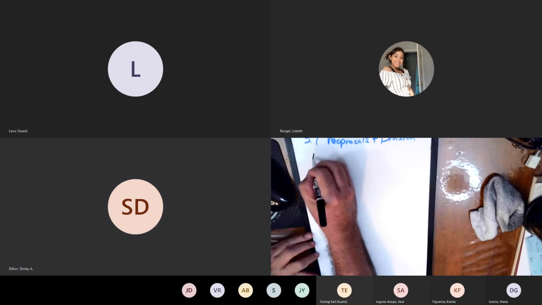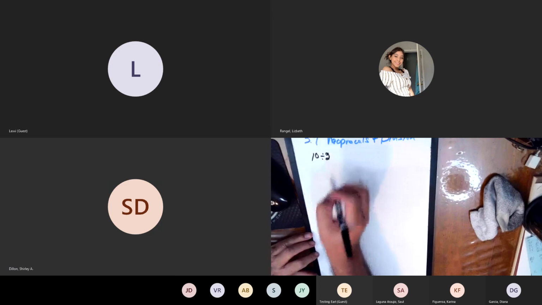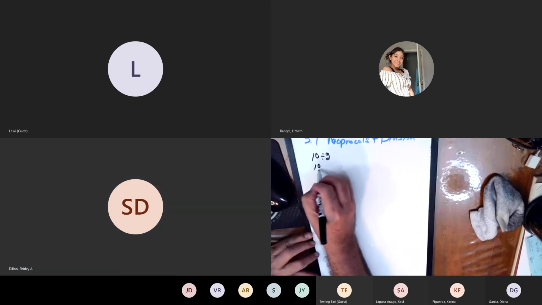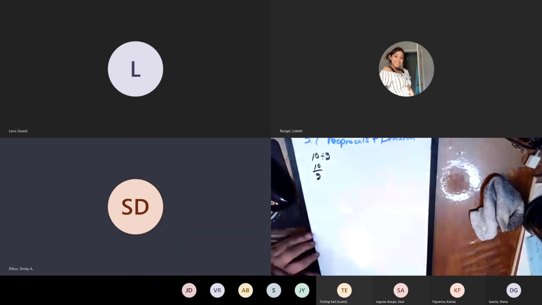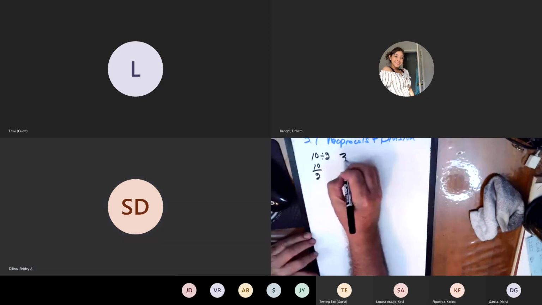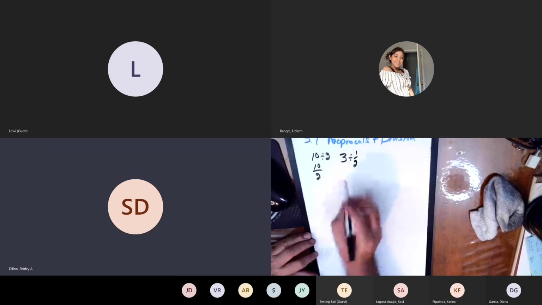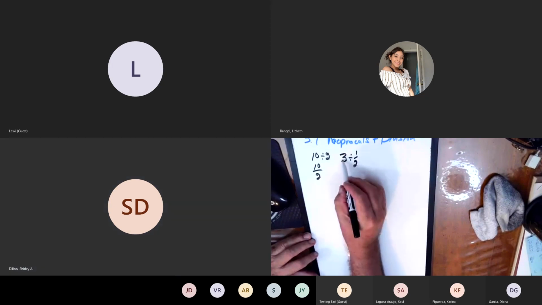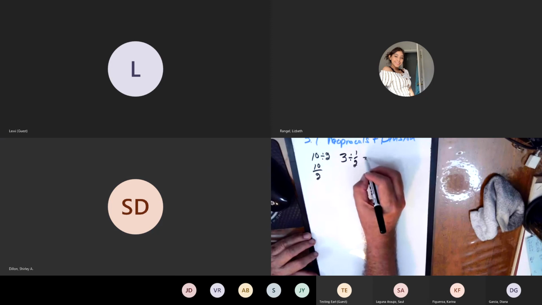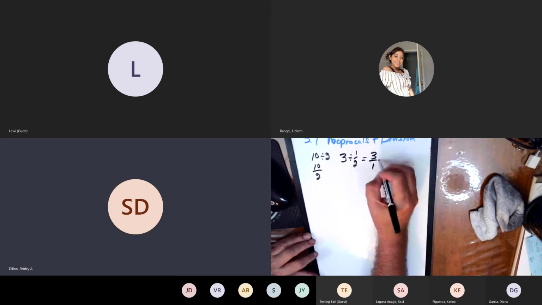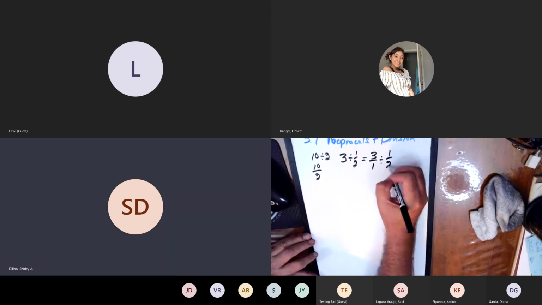If I take 10 divided by 2, that's the same as 10 over 2. These are equivalent statements. So I can certainly take 3 divided by 1/2. If I'm going to divide or multiply by a fraction, I want to change it so I have fraction and fraction. So this is going to become 3 over 1 divided by 1/2.